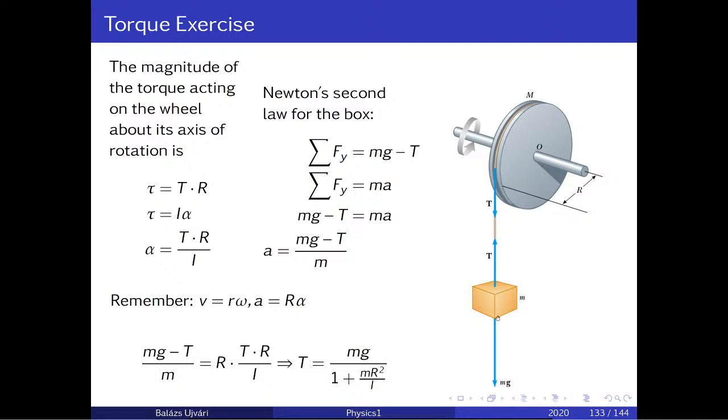What is the net force on this box? The net force is the weight minus this T. That has to be equal to m times a. So on the left there is the net force, and this is only Newton's second law, net force equals m times a. Therefore a is weight minus T, divided by m.